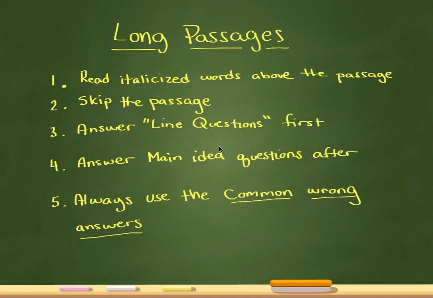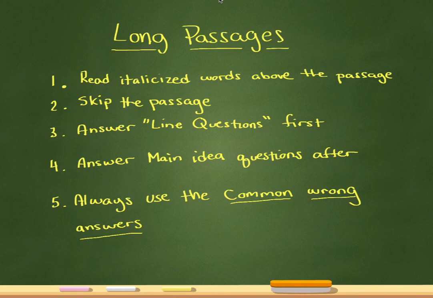So the plan of action is we're going to answer all the line questions first. These are the questions that basically only refer back to a specific line in the passage, and these we can answer without reading the whole thing. So we're going to answer all of those first, and then hopefully by answering all of those line questions, by the end, we'll have a much better idea of what the whole thing's about, and we'll be able to answer the main idea questions. So it's very important: do not read the passage. It's generally a waste of time. You can do this by answering line questions first and main idea questions after.